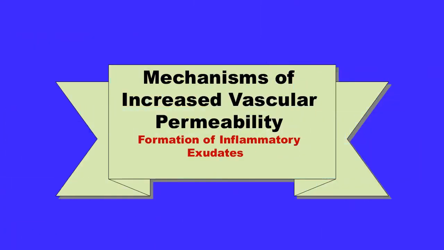As we mentioned in the previous lecture, fluid exudation is caused by either increased vascular permeability, which is induced and caused by chemical mediators, or due to the direct damage to the wall of a blood vessel. We start with mechanisms of increased vascular permeability and formation of inflammatory exudate.